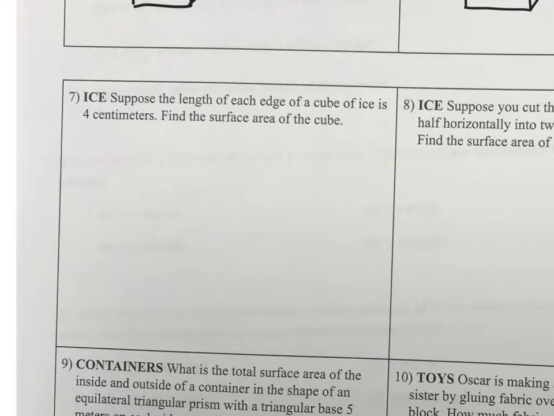Number 7, ice. Suppose the length of each edge of a cube of ice is 4 centimeters. Find the surface area of the cube. So think about a cube, it's all squares. So that means every side length is going to be 4. Okay.